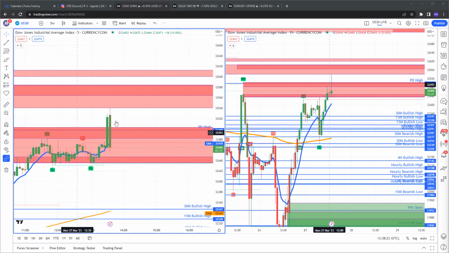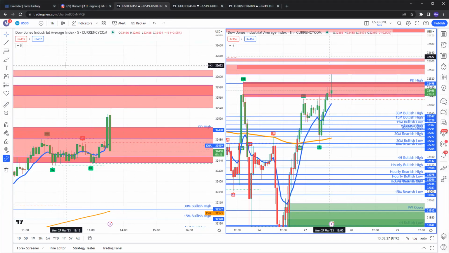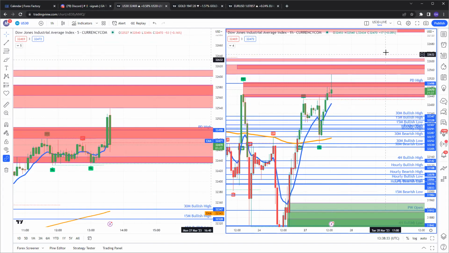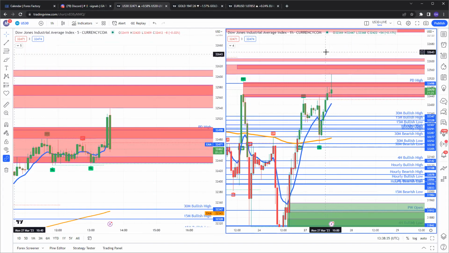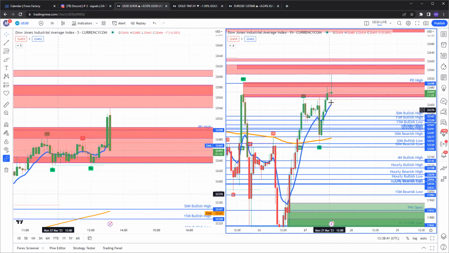Right now, US 30 on the higher time frame. The chart to my right is on the 5 minute. I always trade on the 5 minute. Sometimes I drop to the 1 minute when I'm looking to get a quick entry based on the 5 minute. On the hourly, we have a golden cross that formed here, so price is both above the 200 EMA and the 9 EMA.